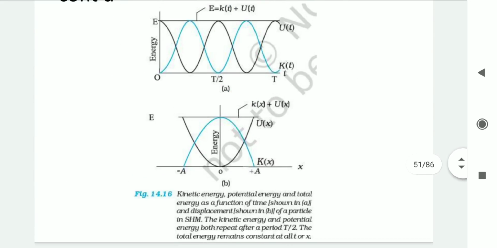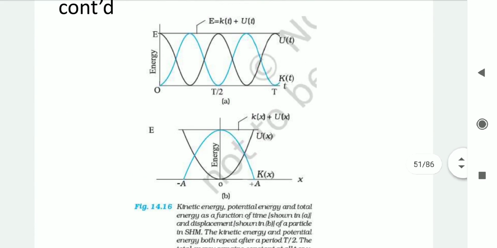Let us understand this by the diagram. Here we are having the first diagram, the energy time consideration. Here one line denotes the potential energy variation, and the kinetic energy is denoted with the other line.